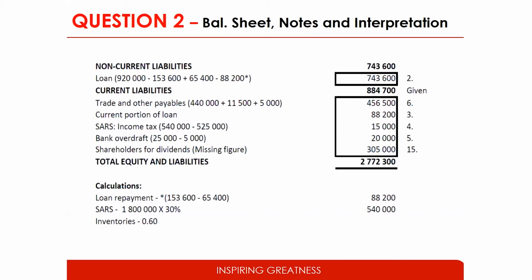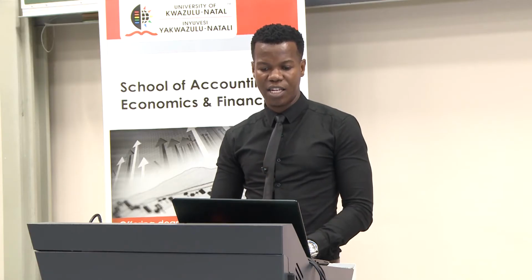Now, the 88,200, if you can look at the calculation at the bottom, it's the 153,600, which is the total repayment including the interest. You need to deduct the interest so that you can find out how much of the current liability portion I need to move to my current liability.